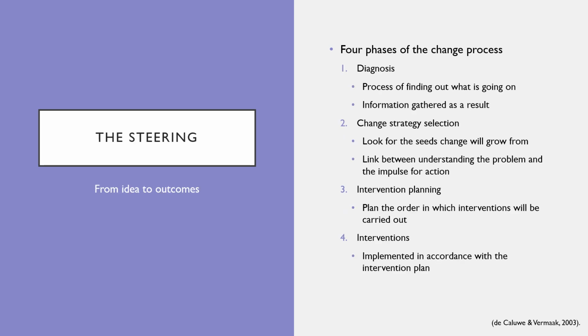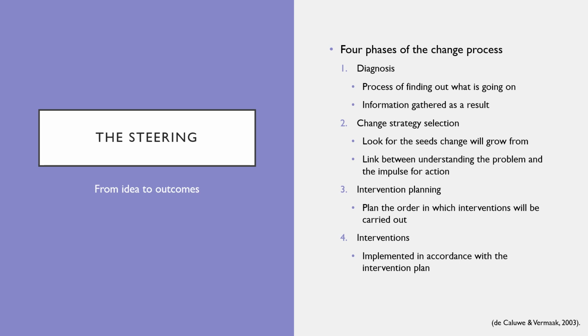So the next concept is steering. And this concept starts the change process from the idea and goes all the way to the outcomes. There are 4 phases of the change process, which are diagnosis, change strategy selection, intervention planning, and interventions. Diagnosis has 2 aspects: the process by which you try to find out what is going on, and the information that is gathered as a result.